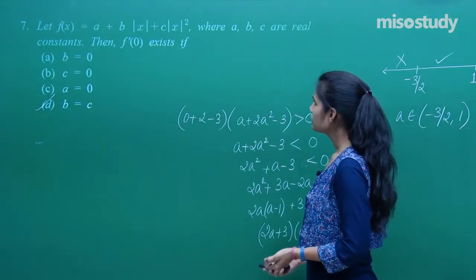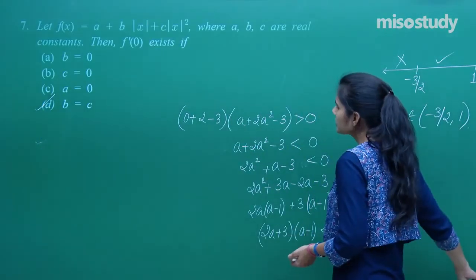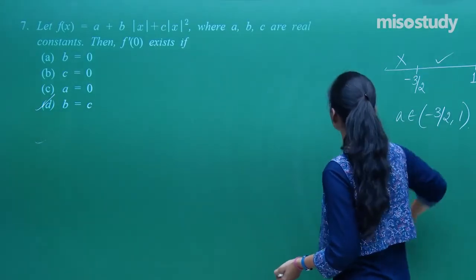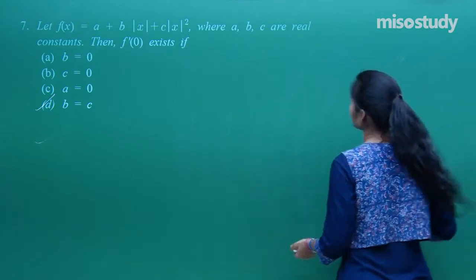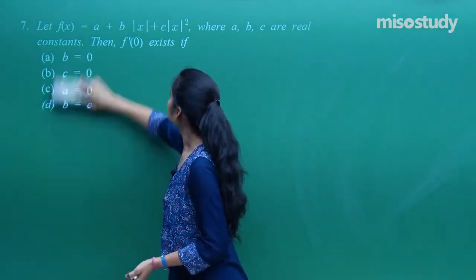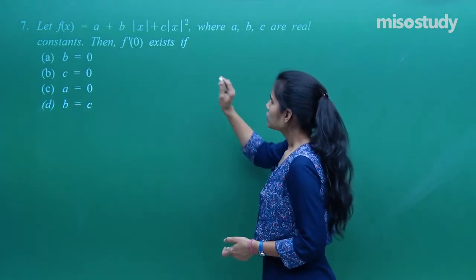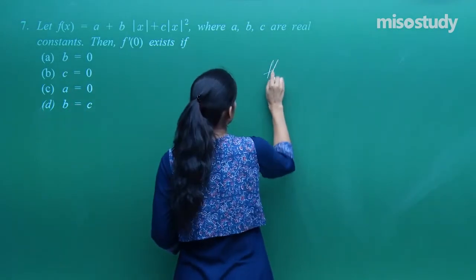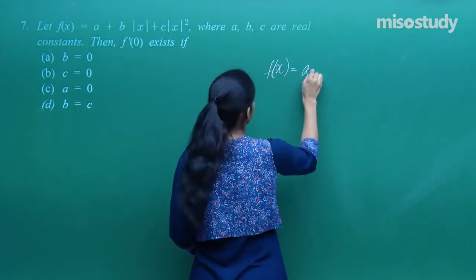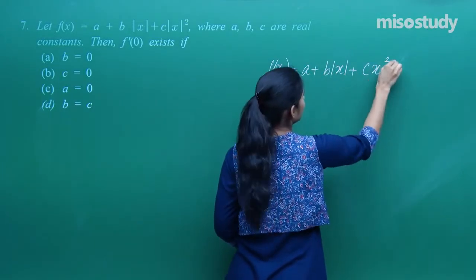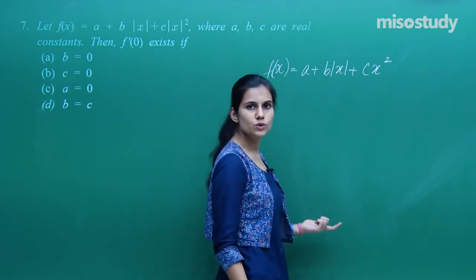Moving on to the next question, let's see what we have. f(x) is given as (a + b|x| + c|x|)^2, where a, b, c are real constants. Then f'(0) exists if... Okay, so f(x) can alternatively be written as a + b|x| + cx^2. There's no need to write |x| whole square.